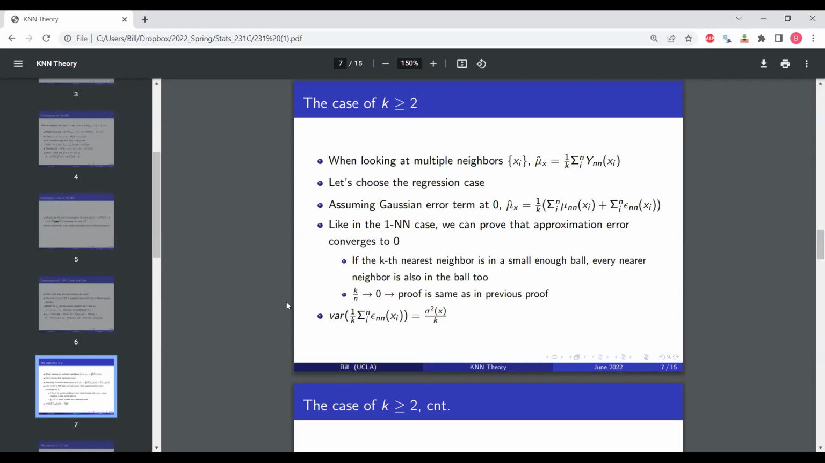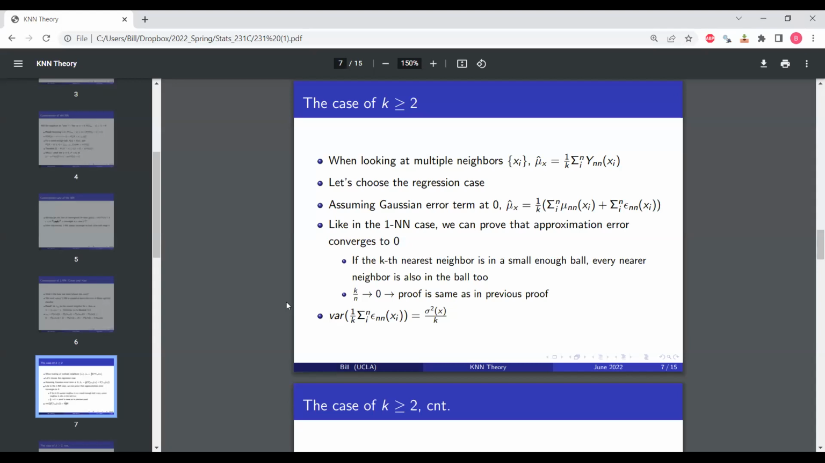So here let's look at the case where k is greater than or equal to 2. And without loss of generality, let's just look at the regression case here. So the regression case for k and n is where we just find the nearest neighbors and we just average the values. So obviously we can convert this to a classification case if we just set the value to be the identity function.